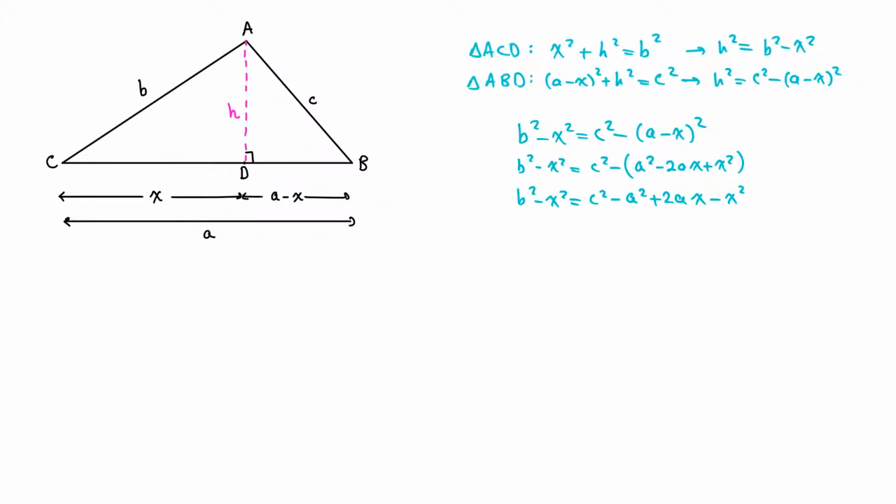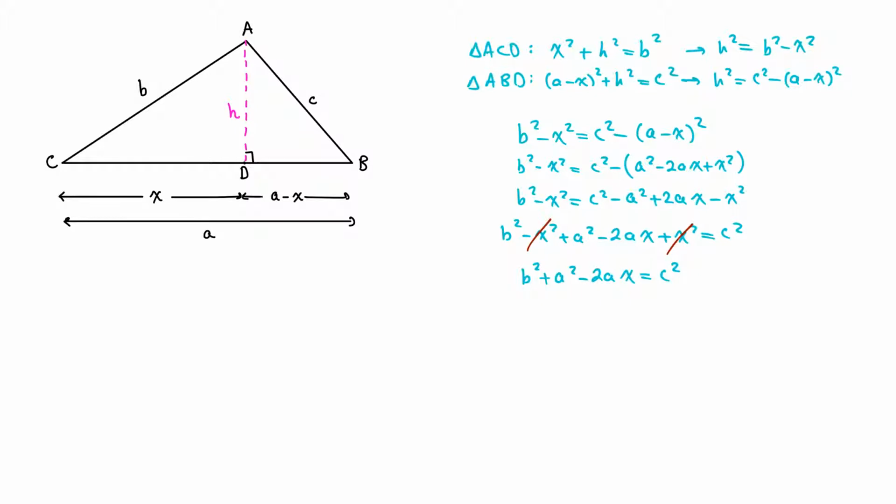Now I'm going to move everything to the left-hand side except for the c squared. So I get b squared minus x squared plus a squared minus 2ax plus x squared is equal to c squared. We can see that the x squared and x squared cancel out, and we're left with b squared plus a squared minus 2ax is equal to c squared.